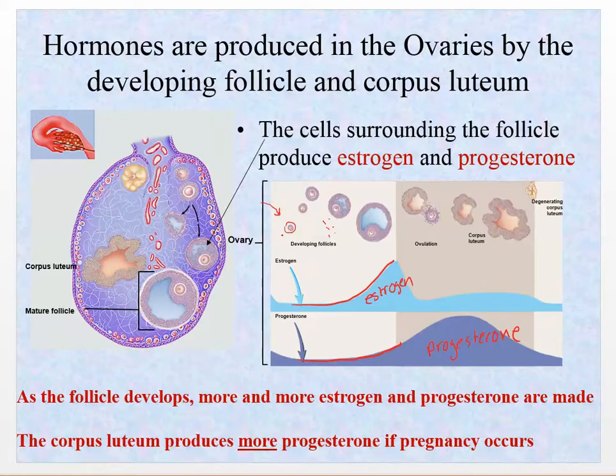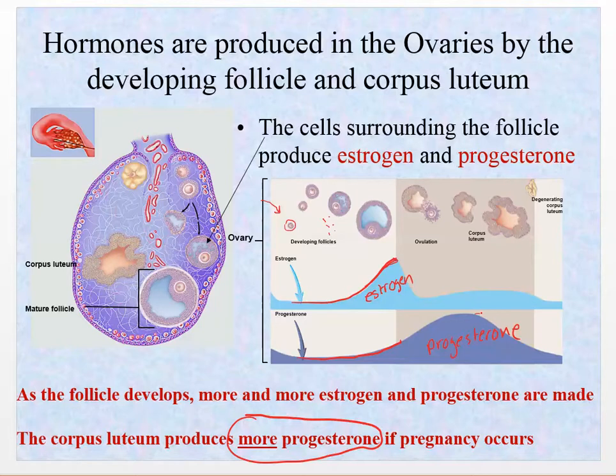Okay, so as the follicle develops, more and more estrogen and progesterone are made, primarily in the follicular phase. It's primarily estrogen, and then the corpus luteum develops. So remember, our follicle, after the egg popped out, turned into the corpus luteum, and the corpus luteum is going to produce more progesterone. Okay? And if pregnancy occurs, it will continue to produce both estrogen and progesterone. Okay? But either way, progesterone is being produced during this luteal phase.